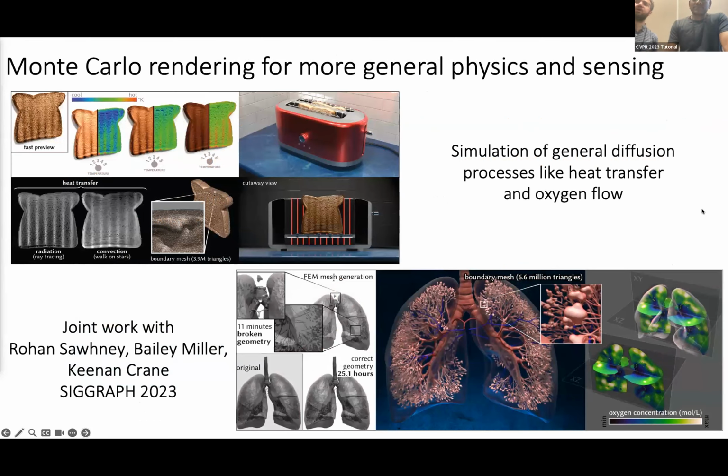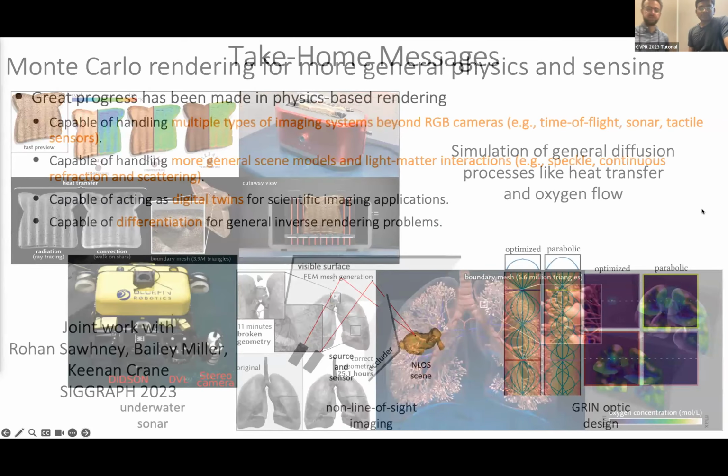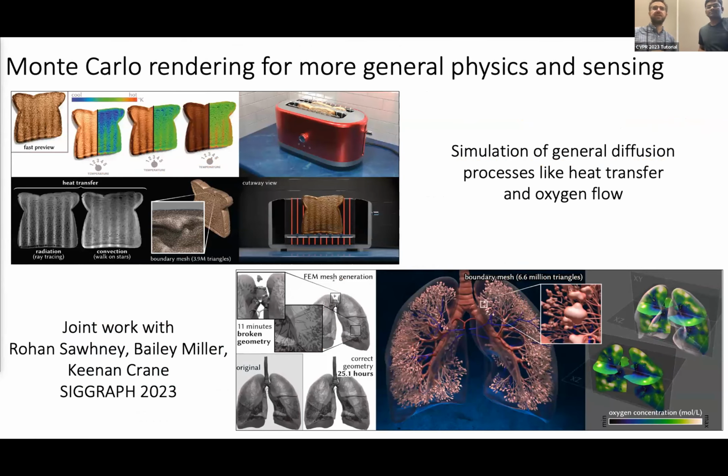So one thing I want to say here is that key to all of these capabilities we have mentioned is the fact that we can do not just rendering, but Monte Carlo rendering. In all of these simulations, the Monte Carlo nature makes it possible for them to scale up to very complex scenes, to very large scenes, and be very computationally efficient.